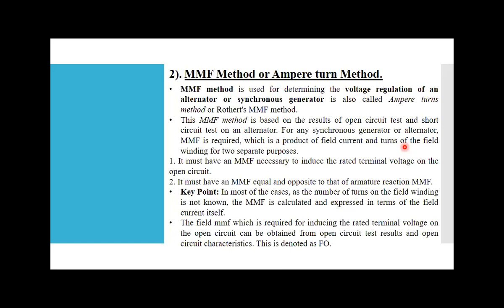If you remember, it is ampere turn. So that's why this method is known as the ampere turn method. Ampere turn is nothing but the unit of MMF. And the equation of MMF is N into I, where N is the number of turns of the field winding and I is the current flowing through the field winding.